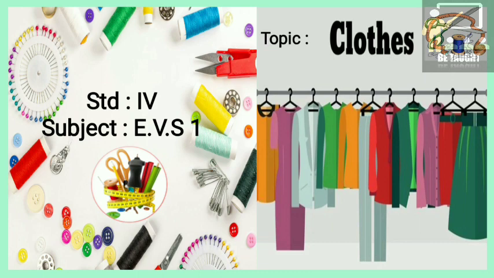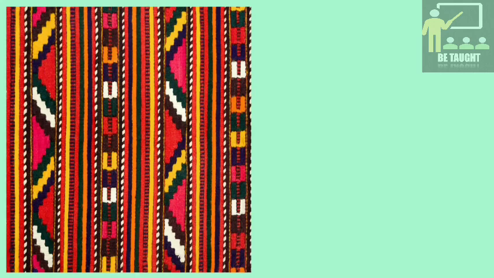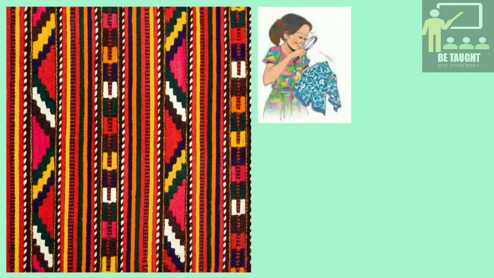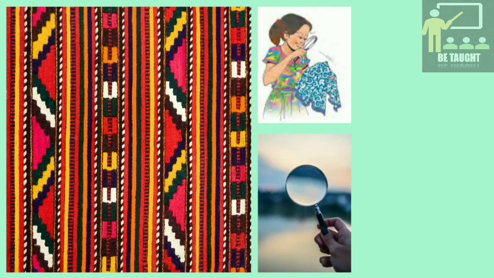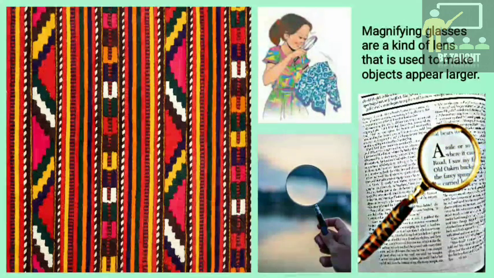So you can try out this activity, where you take a piece of cloth and observe it under a magnifying glass. Now, what is a magnifying glass? A magnifying glass is a kind of lens or a glass that is used to make objects appear larger.